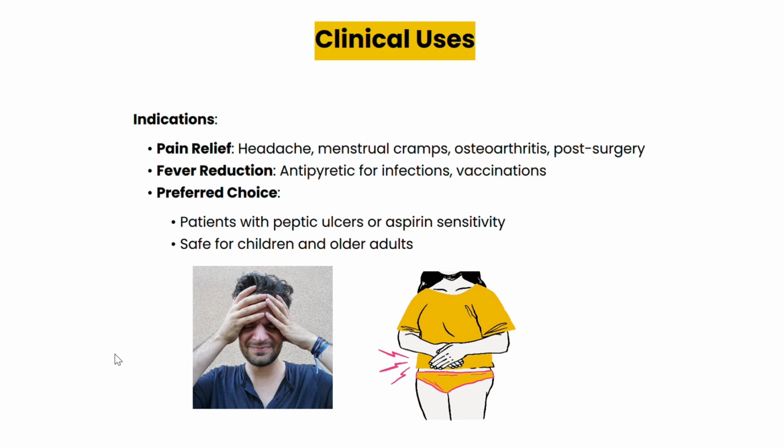Acetaminophen is commonly used for the relief of mild to moderate pain, such as headaches, menstrual cramps, and osteoarthritis. It's also a go-to medication for reducing fever in cases of infections or post-vaccinations. It is often preferred for patients with peptic ulcers and aspirin sensitivity because it does not cause gastrointestinal irritation.